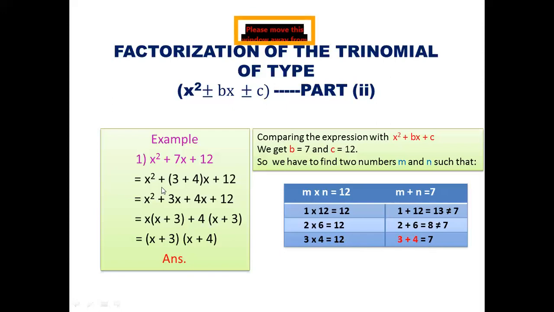Now here in place of 7 we have to write 3 plus 4, and in place of 12 we have to understand that there are the two factors 3 and 4. That's why right here x square plus, then open the bracket, then it will be 3 into x, 3x, and plus 4 into x, 4x, and plus 12. And now we have converted this trinomial into the 4 terms.